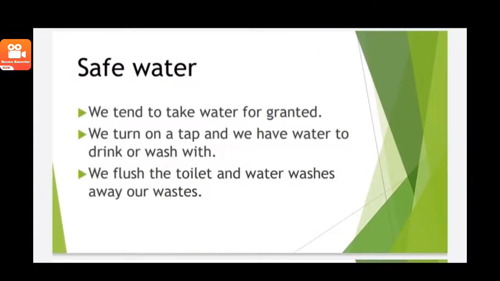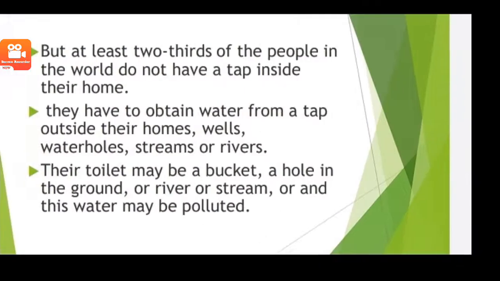Safe water. We tend to take water for granted. We turn on a tap and we have water to drink or wash with. We flush the toilet and water washes away our waste. So we can use water for our domestic purposes and it is vital for our life. All living organisms depend upon water for their survival.